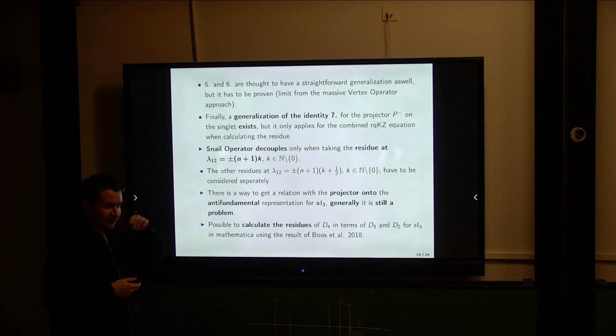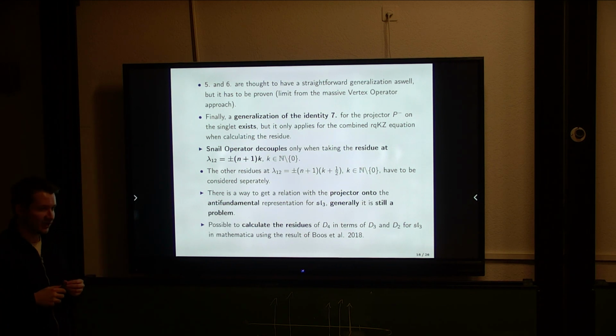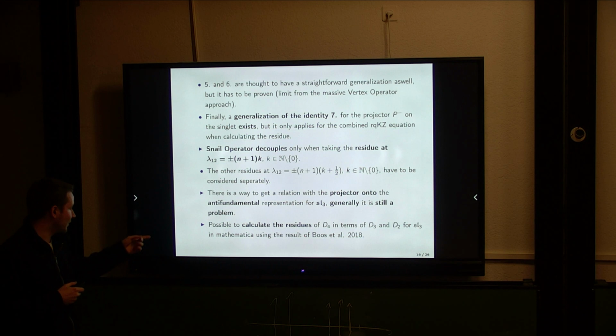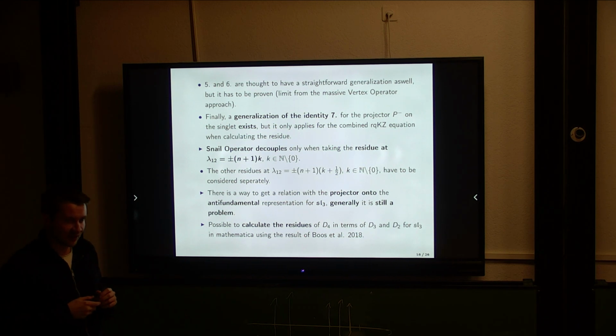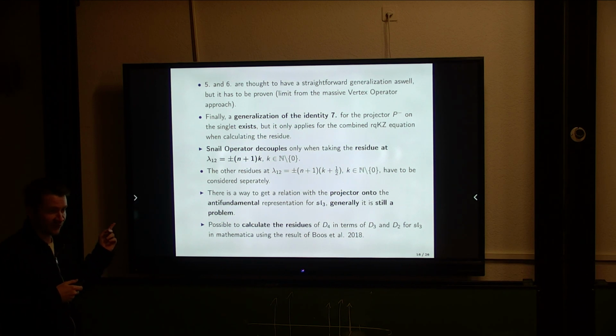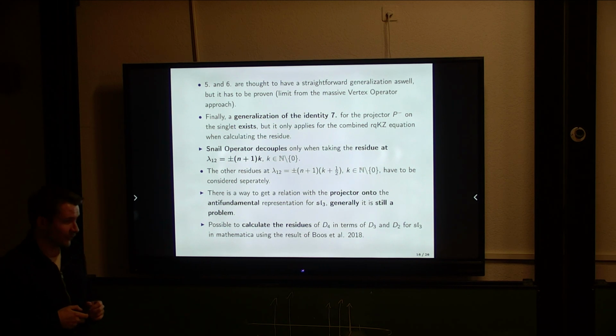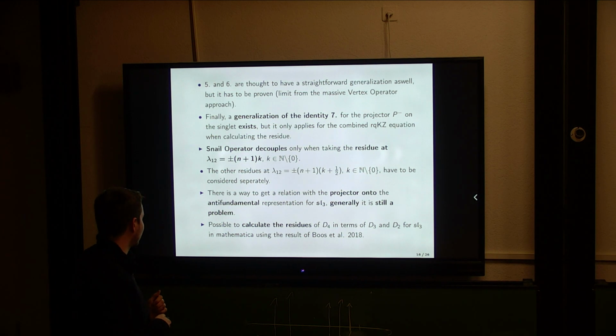And then what I did, just using Mathematica, was check the first few residues of D3 and D2, which were described in the paper of Hermann, Arthur, and Hasvet in 2018. And of course, using D3 and D2, I can make a prediction on the residues of D4.